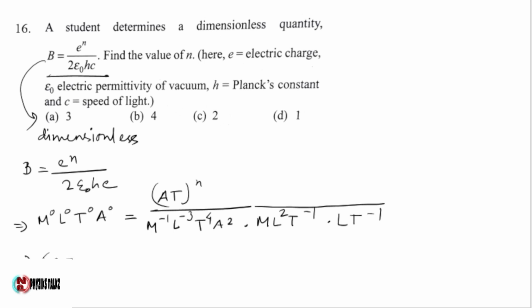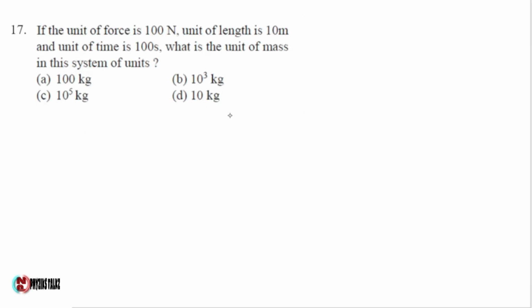which gives A T to the power n equals A squared T squared. So n equals 2. So the correct option is option C, n equals 2.